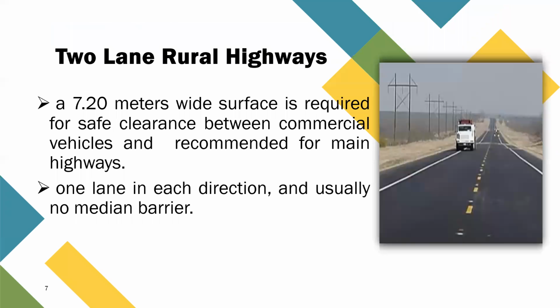And these are the typical highway cross-sections. The two-lane rural highways. For two-lane rural highways, a 7.20 meters wide surface is required for safe clearance between commercial vehicles and recommended for main highways. So we usually see this typical highway in main highways like the highway going from Carmen to Tagum. And it has only one lane in each direction and usually no median barrier. It may be built that way because of constraints or maybe intended for expansion once traffic volume arises.